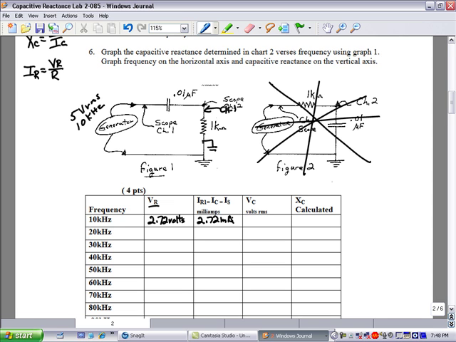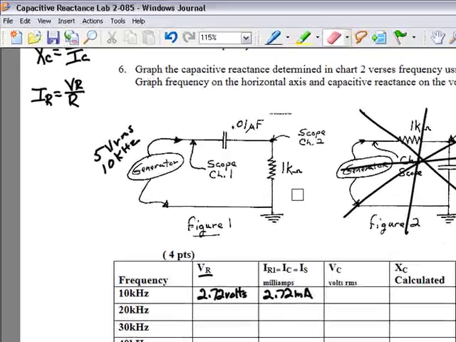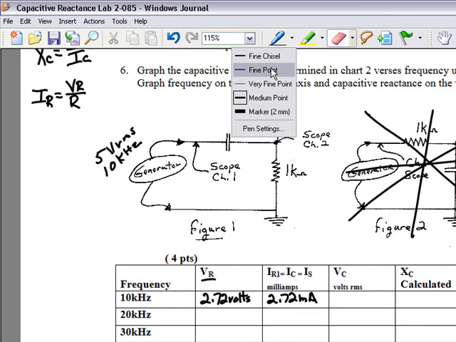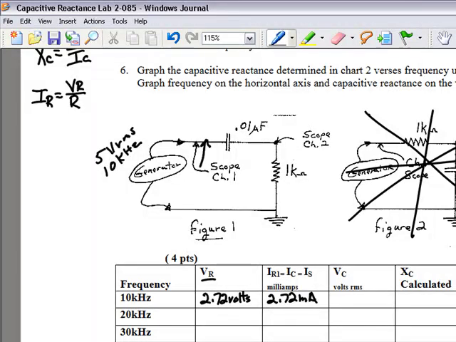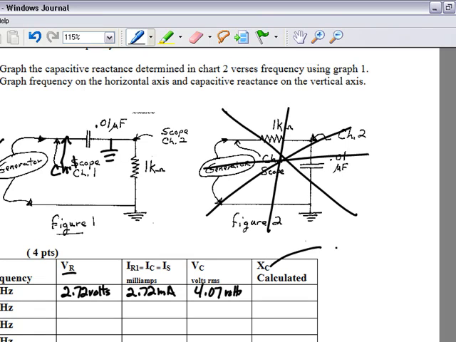Next, we need to know the voltage across the capacitor. So you're going to remove the scope from across the resistor and place channel 1 directly across the capacitor. Put channel 1 here, put the ground lead on the scope here, and measure the voltage across the capacitor. Now I measured something like 4.07 volts. Now we're ready to calculate capacitive reactance, because capacitive reactance equals the voltage across the capacitor divided by the current to and from the capacitor.